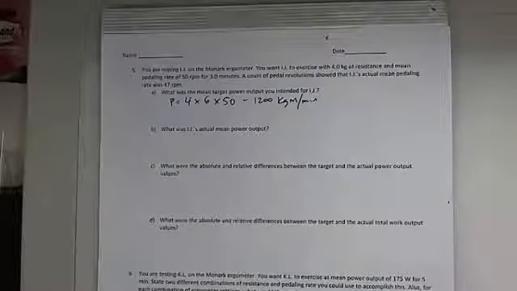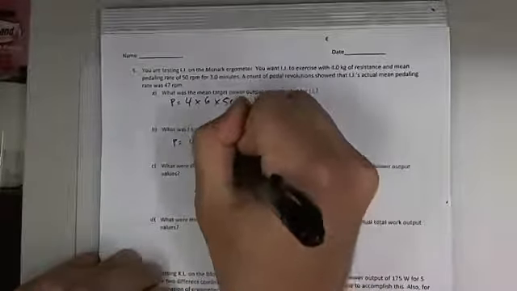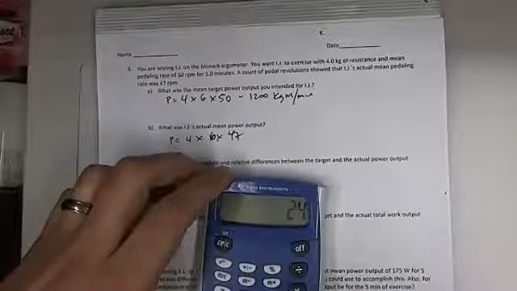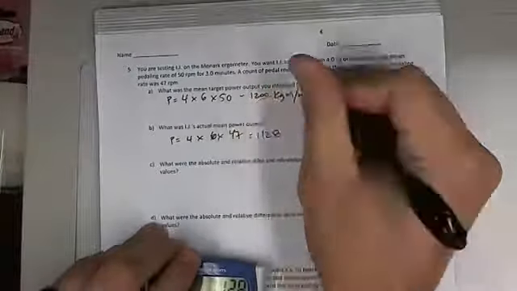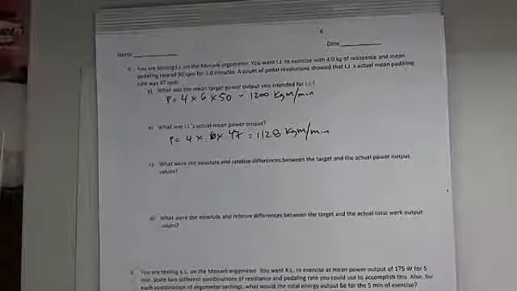So the intended was 1200. What was the actual? So power equals 4 times 6 times 47. And then what were the absolute and relative difference between target and actual power output values?